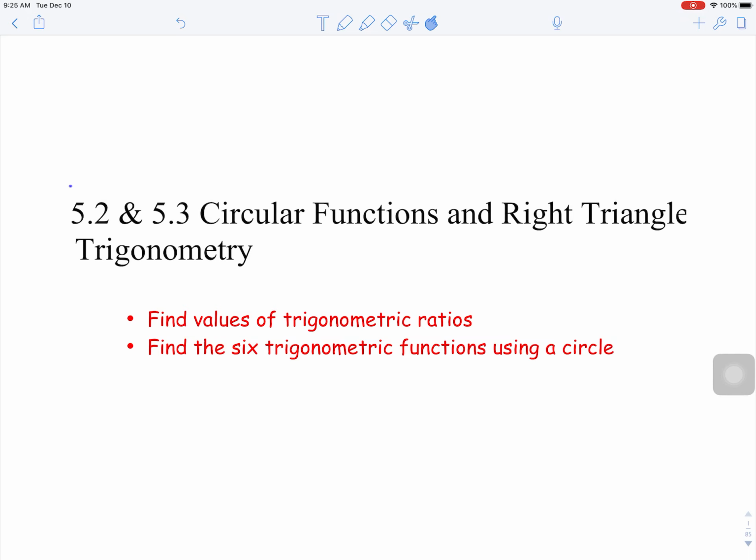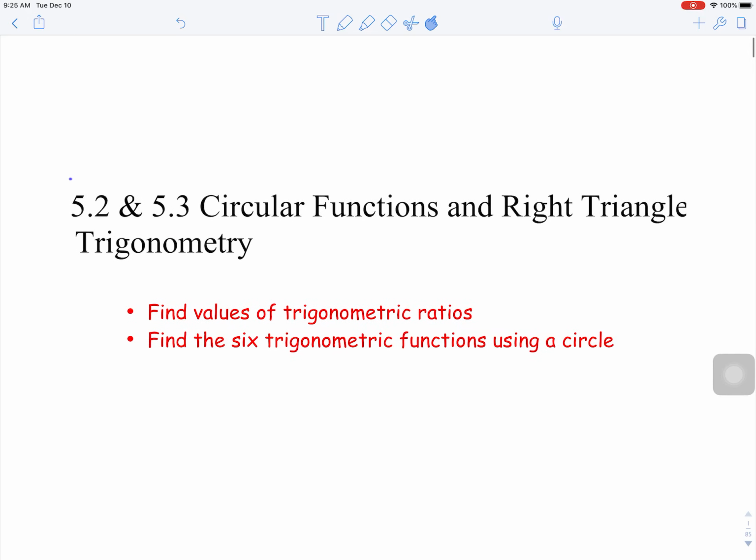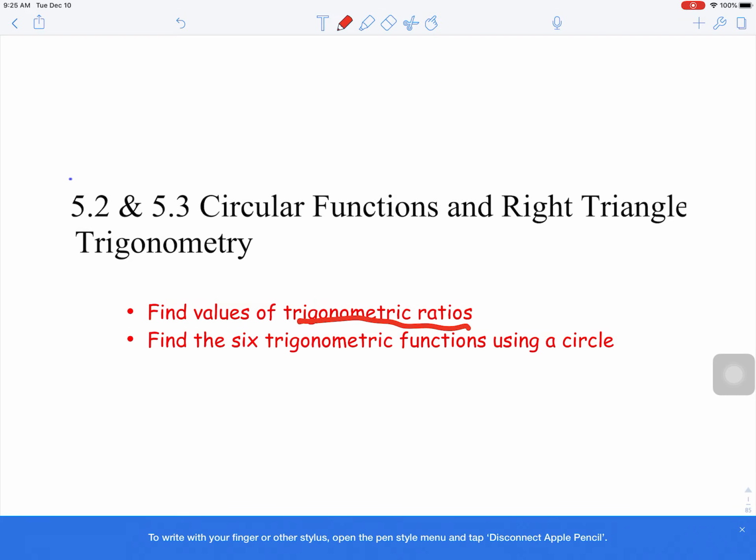So the things that we're going to be doing in here that you need to be able to do is to find the trig ratios and to find the trig functions using a circle, and that's where this idea of circular trigonometry comes from. So we're going to be doing right triangle and circular as well.